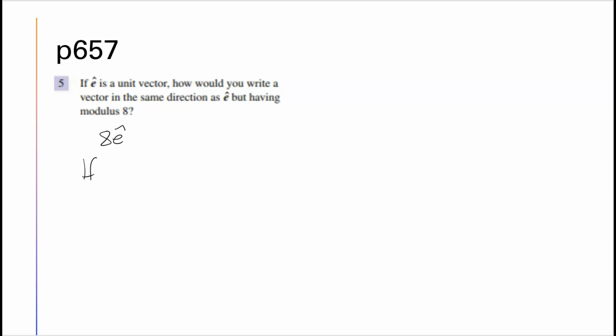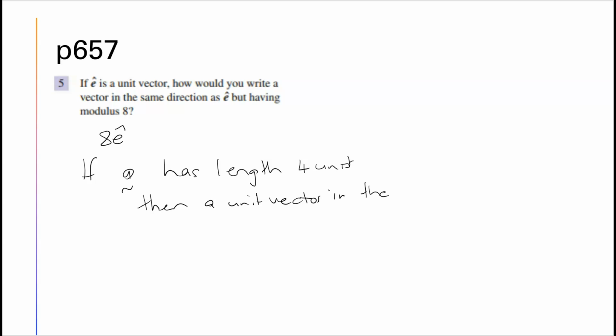So if A has length 4 units, then a unit vector in the direction of A is just going to be 1 over 4 A. And this sort of stuff is useful when we go on to Cartesian coordinates, particularly in a minute, but also in the next class as well.